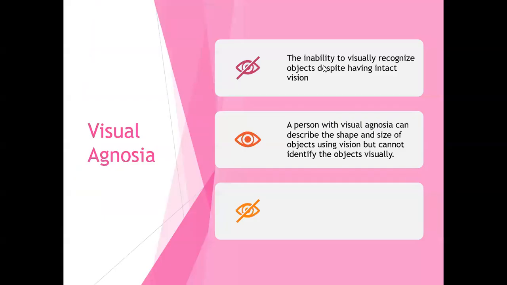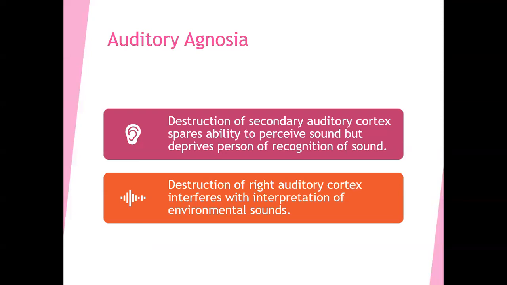With visual agnosia, you can't recognize objects despite having intact vision. A person with visual agnosia would be able to describe the size or shape of something, but they can't identify it visually. They don't know what it is. So you have the input, but you don't have the output, basically. And with auditory agnosia, you can perceive sound, but you can't recognize it. So someone with auditory agnosia, or destruction of the secondary auditory cortex, would probably not enjoy music very much, I'm guessing.